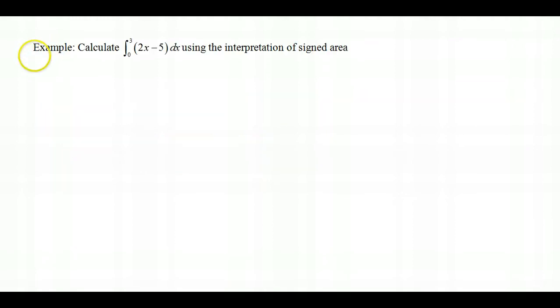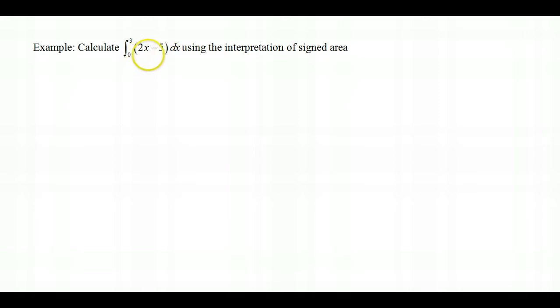So let's go ahead and jump into an example. We're being asked to calculate the integral from 0 to 3 of 2x minus 5 dx using the interpretation of signed area. Right now, all of the functions we're going to be asked to evaluate definite integrals of are going to be functions that we can graph and then use geometric formulas to evaluate the area.